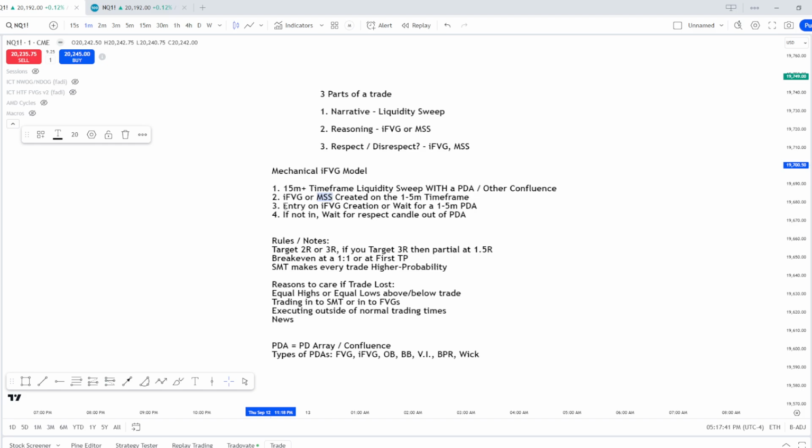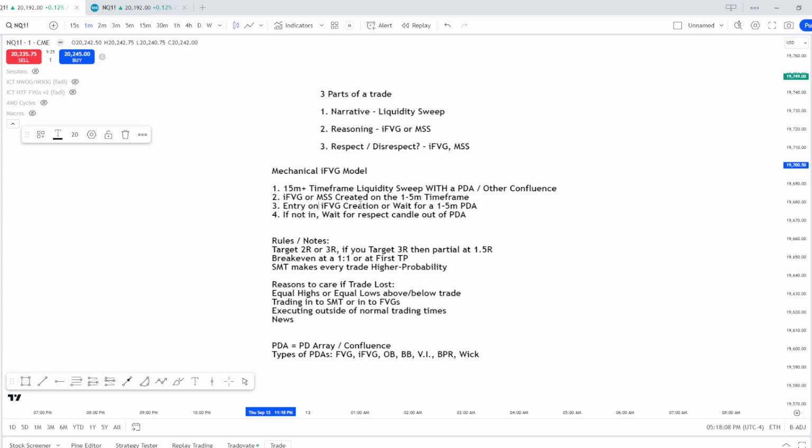Once we get that, we can either enter the trade as soon as the inverse fair value gap is created, or we can wait for another PD array to be formed on the 1 to 5 minute time frame. What that means is, say we get the inverse fair value gap, or the market structure shift, or both. If we are not already in the trade, we will wait for another confluence to be formed.